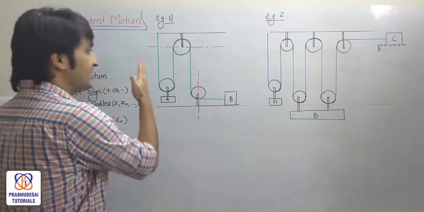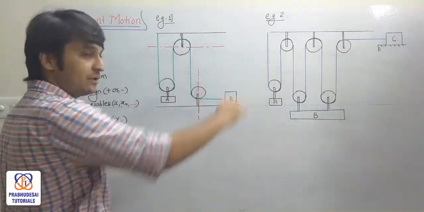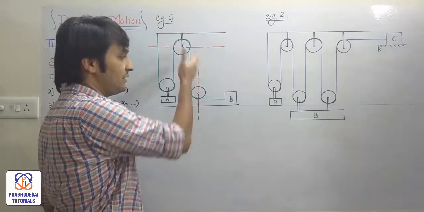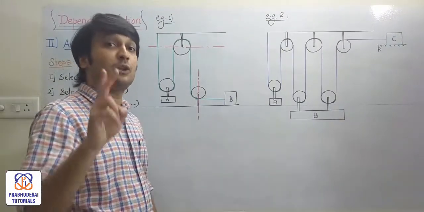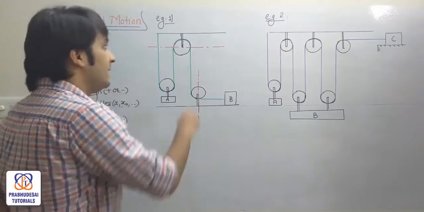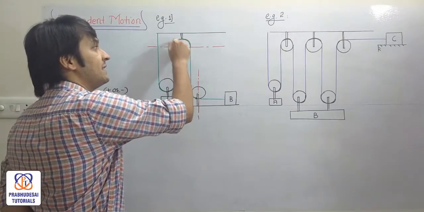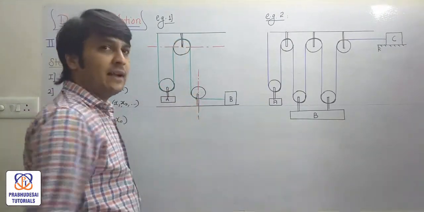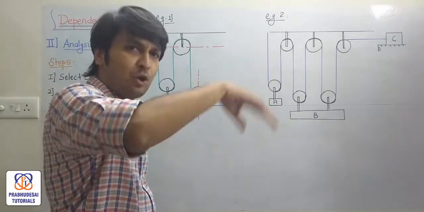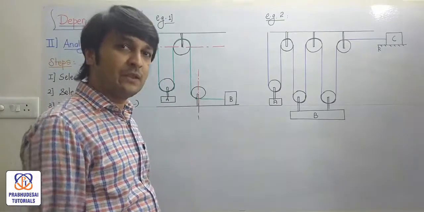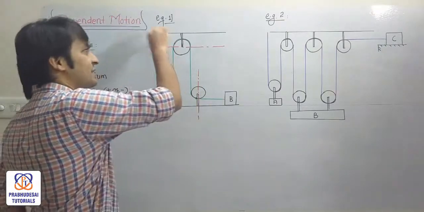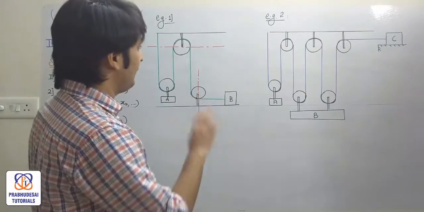Select datum. If the string parts are vertical, select horizontal datum. If string parts are horizontal, select vertical datum. Done. But before I start the second step, we should conclude two things. What is the first one? Remember, we are going to neglect these distances. Why? Considering the size or length of the string, we'll consider the size of the pulley is what? Negligible. So we won't consider that. We don't consider this one also. Clear? Yes. So first step done.